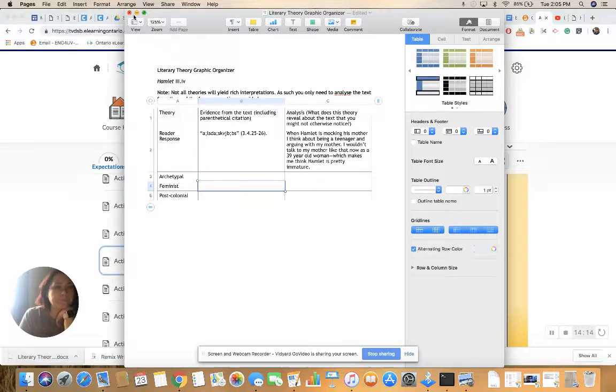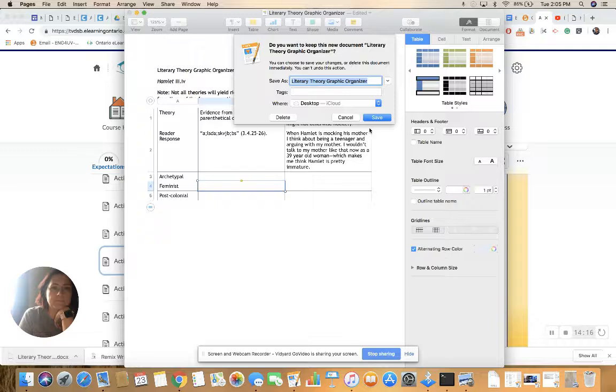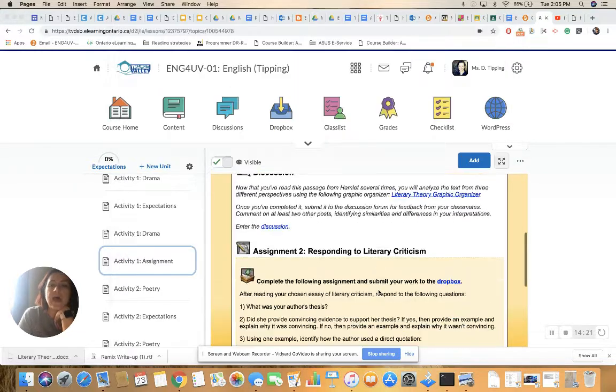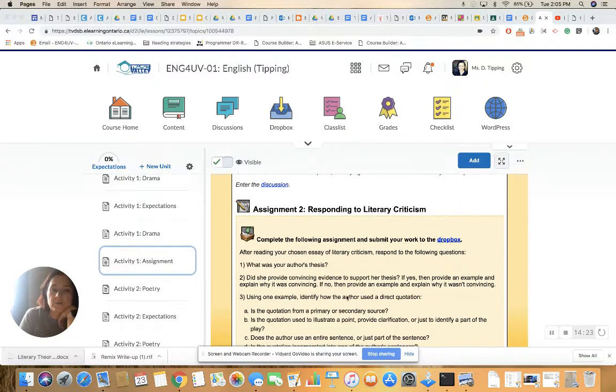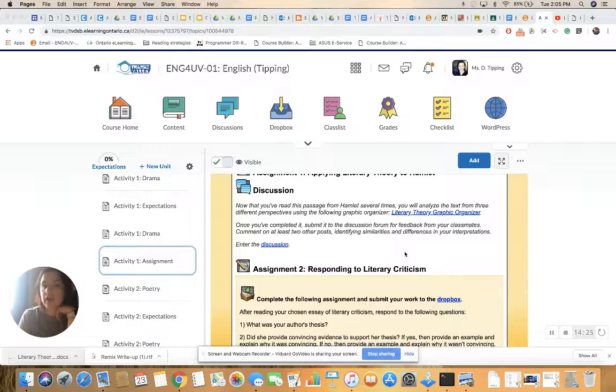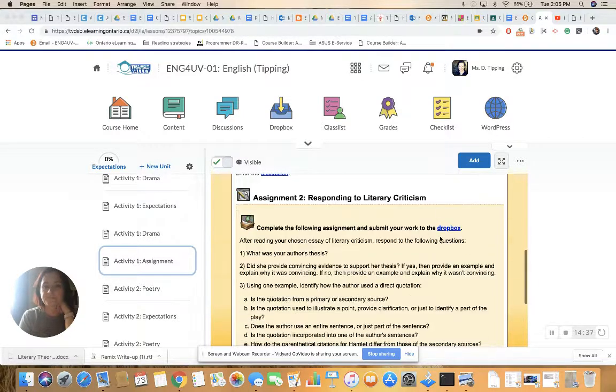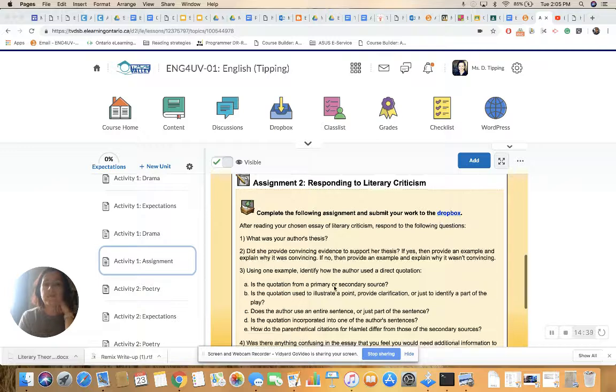Okay, let's get rid of that. No, I don't want to save it. Okay. And then for assignment 2, here's what you have to do. So, you're sharing that graphic organizer with the discussion. And then for feedback from your classmates, comment on 2 other posts. While you're providing feedback, look for similarities and differences in interpretation. And then assignment 2, you're doing this.